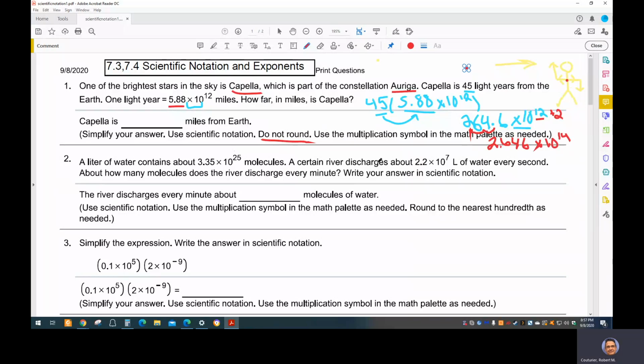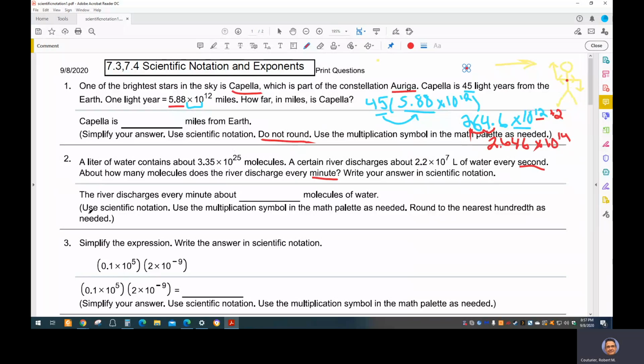A certain river discharges about 2.2 times 10 to the 7th power liters of water every second. So every second, this river is discharging this much water. About how many molecules does the river discharge every minute? Write your answer in scientific notation.